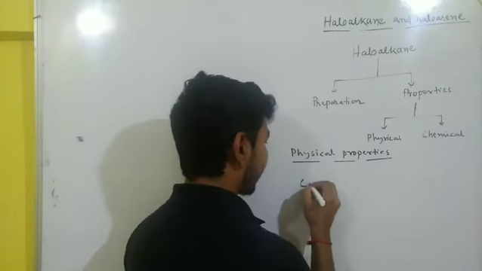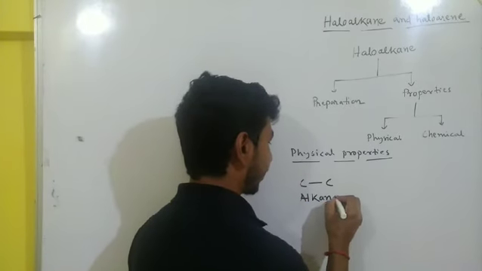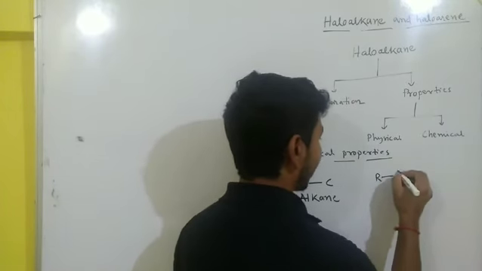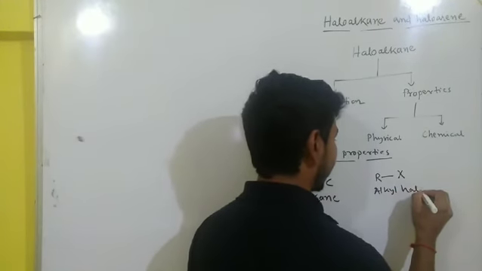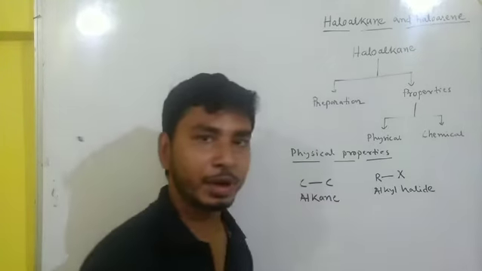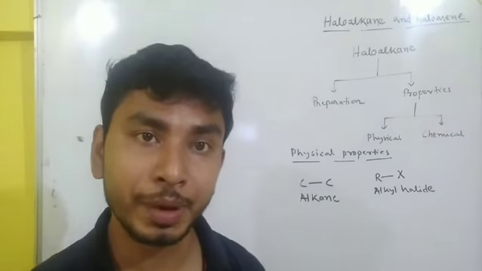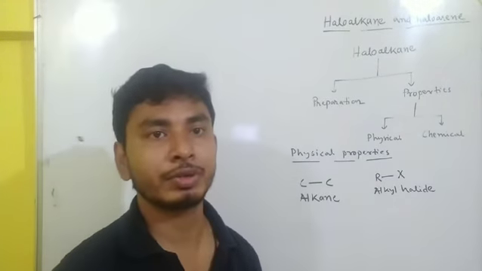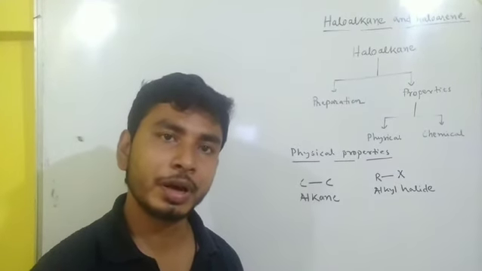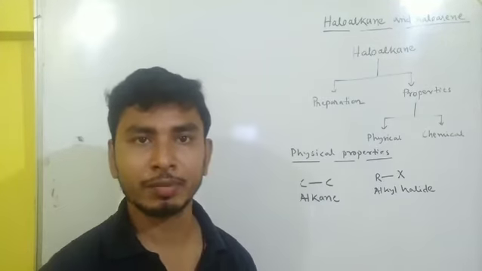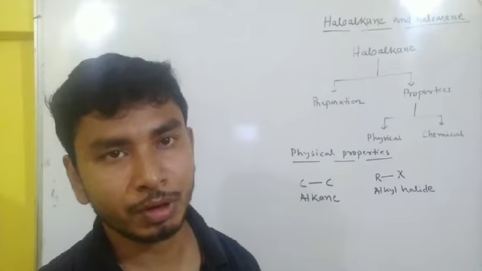Now if we compare the boiling point of alkane, the C-C bond means it is alkane, and the boiling point of alkyl halide, RX is alkyl halide, of comparable mass, which one will have the higher boiling point? Now we know that boiling point depends upon the polarity. A polar molecule will have a higher boiling point than a non-polar molecule.